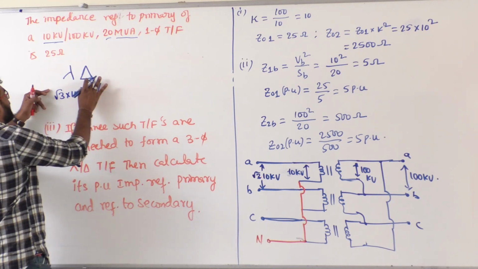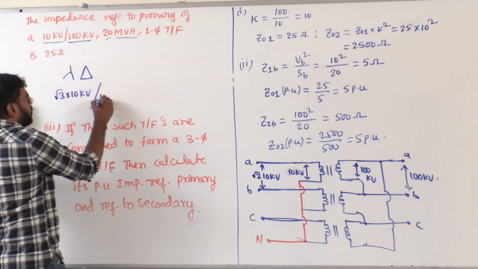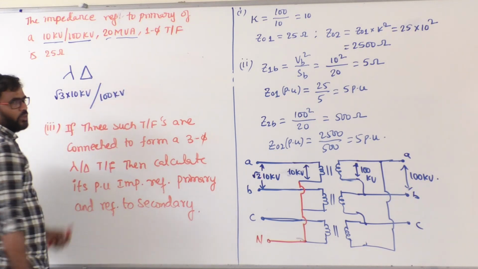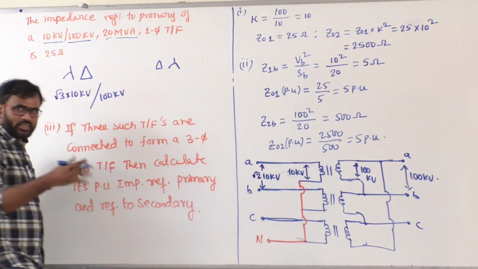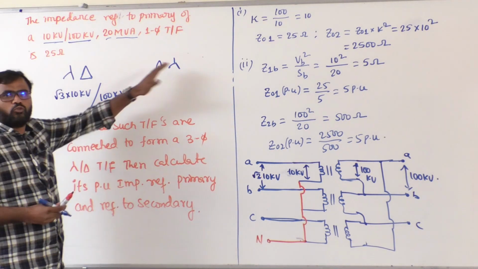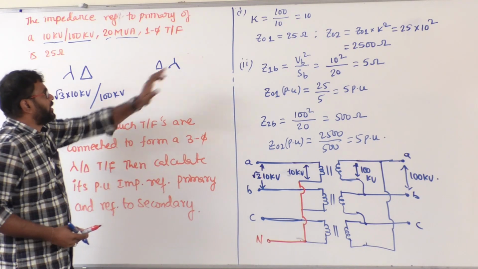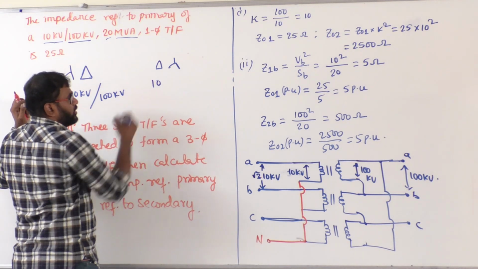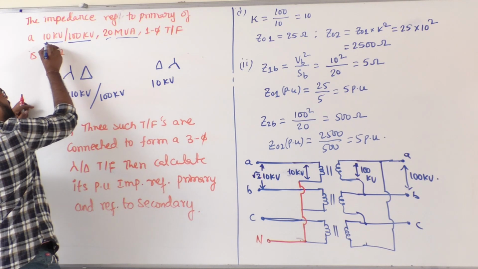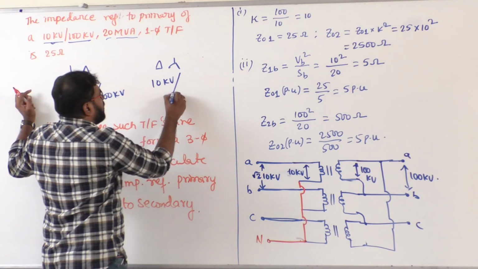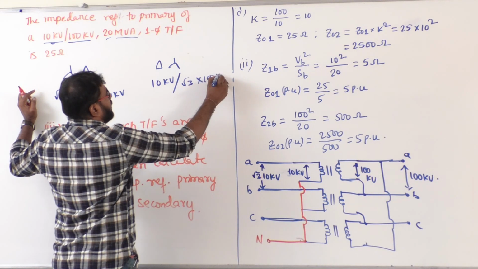And what about the secondary voltage rating? 100 kV. Since it is a delta connection here, I can write 100 kV. For example, if it is a delta-star transformer, just for the sake of explanation; in the question he has mentioned star-delta, but if it were a delta-star transformer, then the delta side is 10 kV only, because for a delta, line voltage equals phase voltage. And the star side means root 3 times 100 kV.